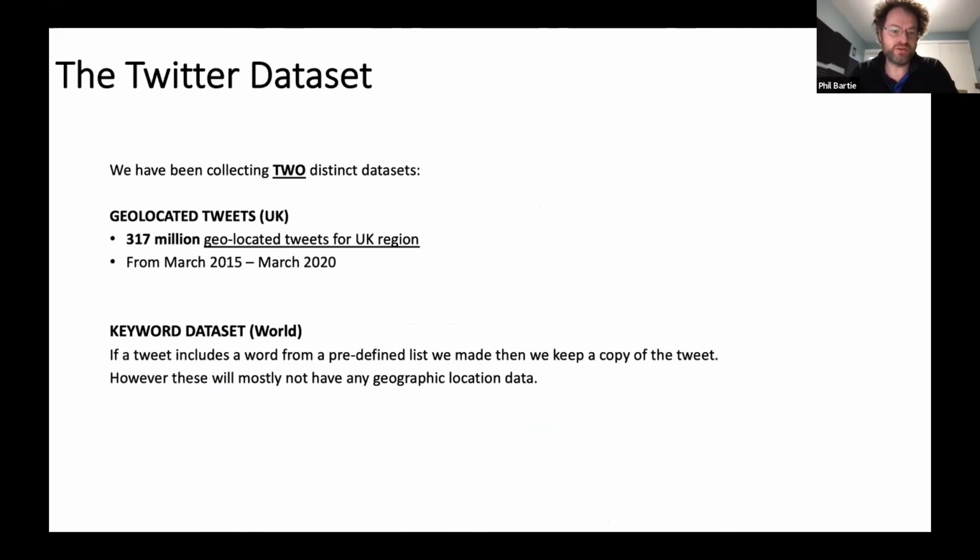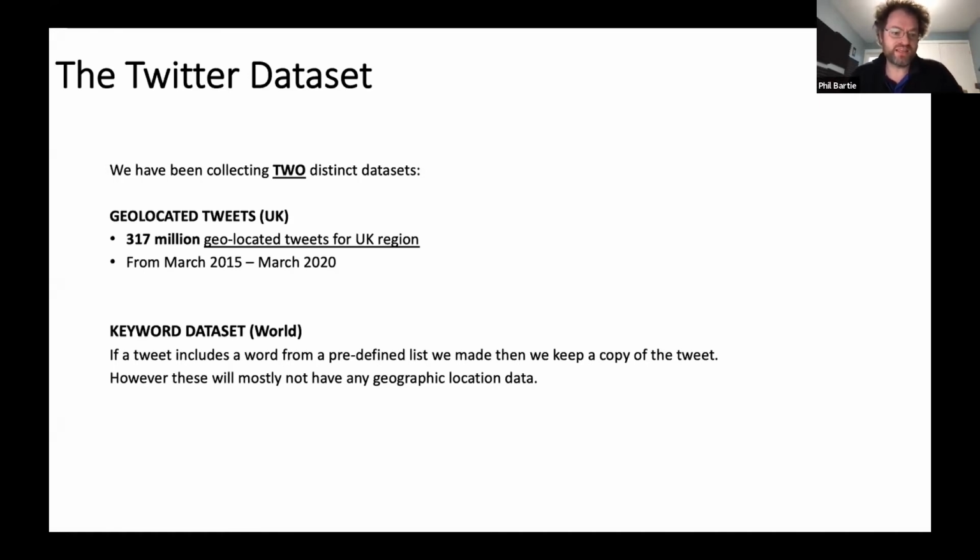Now, the Twitter data we're going to focus on in this talk, we have two data sets. One is the geolocated tweets, where when you tweet, you may have accidentally, or you may have on purpose, revealed your location, and that's at different degrees of accuracy we'll talk about in a second. And we've been collecting that data for 5 years. So started collecting that in 2015. We're actually still collecting it, but we decided to fix this research on 5 years. So we stopped in March 20 for the purposes of this analysis.